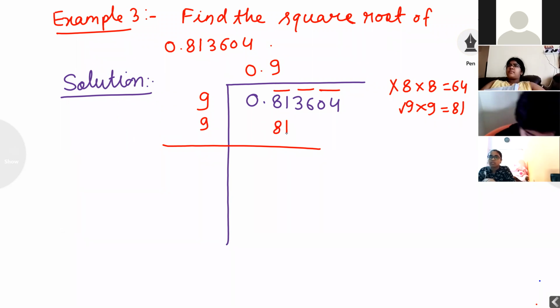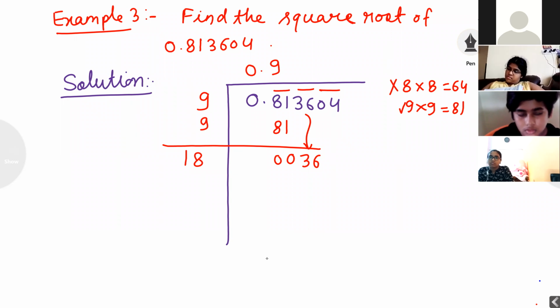And 9 plus 9, 18. Okay. Now I want to subtract: 0, 0. Now again I want to bring down the second pair, 36. Students, what you are observing, can we divide? This is 36, this is 18. How to divide? Again I want to keep 1 0 here, again 1 0 here.